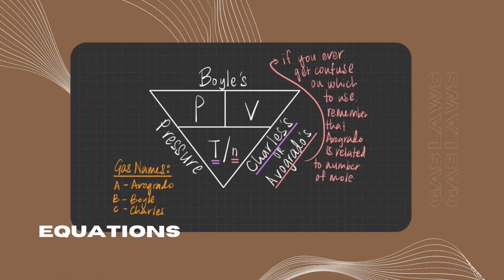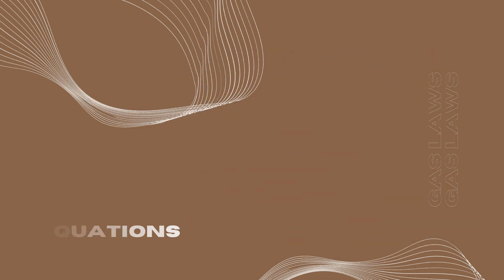Here I've compiled and made an easy way to remember the equations required in this subtopic, which is 5.1 gas law. So you can see the first one is Boyle's, which is pressure times volume. Charles is volume over temperature in the unit Kelvin, and Avogadro's law is volume over the number of moles.